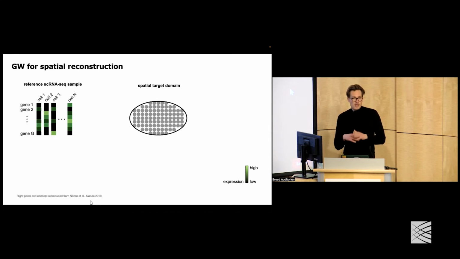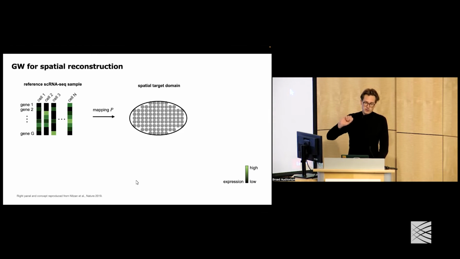And in this case, actually, we have no spatial information. So let's just assume we just have the target domain. We know what the geometry is, but we haven't measured any markers in the spatial domain. Still, we want to find a mapping. So we want to find this coupling, usually this entropically regularized coupling between the two spaces that basically assigns each cell a distribution over spatial positions.